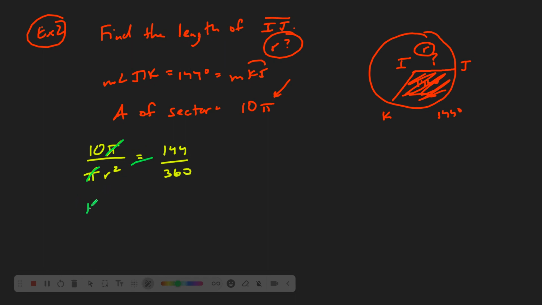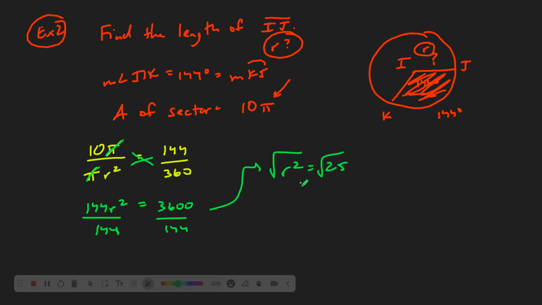R squared gets multiplied with 144 to be 144 r squared. 10 gets multiplied with 360 to become 3,600. We're going to divide both sides by 144 to get the r squared by itself. So r squared equals, when you do that, 25. And then to get rid of this squared, we take the square root. The square root of 25 is a nice 5. And your radius would be 5 units long. And there we go. Perfect. So again, good luck working with this area of a sector equation, and we'll see you in class.